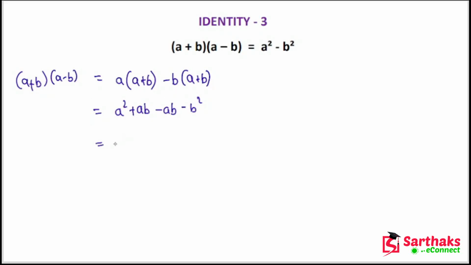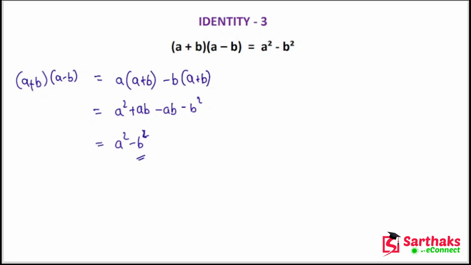Now plus ab minus ab will get cancelled and you will get a square minus b square. You could also distribute a minus b towards them, then also you will get the same answer, a square minus b square. So this was the third identity, right? Let us move on to the next identity.